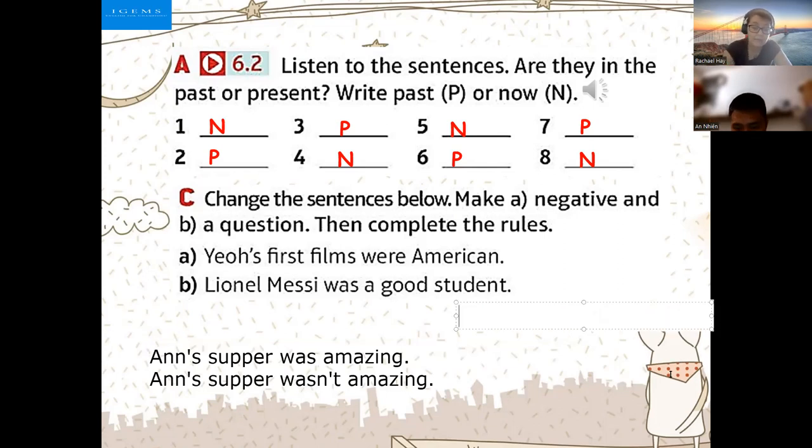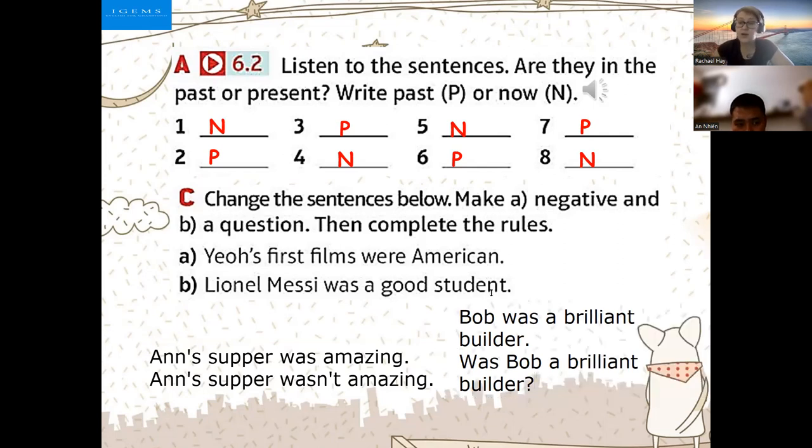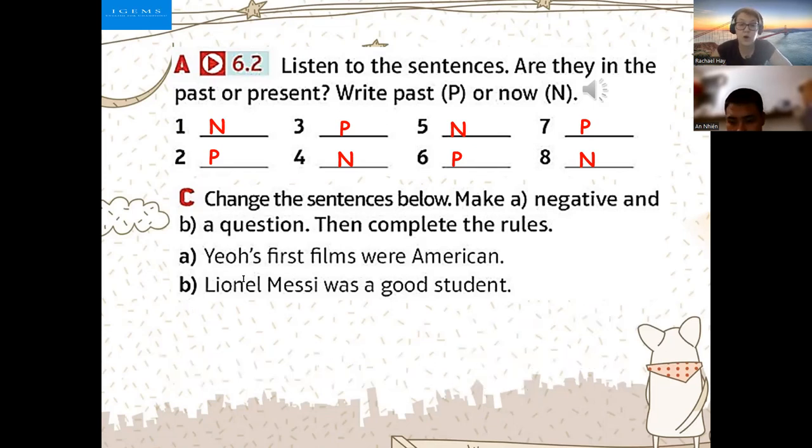So we can say, for example, Bob was a brilliant builder. So now we need to change it to a question. So it'll be, was Bob a brilliant builder? Okay, do you understand what they want you to do? Yeah. Okay. So, how are you going to change one to a negative? How will you make one a negative?